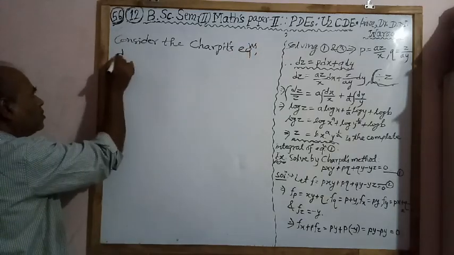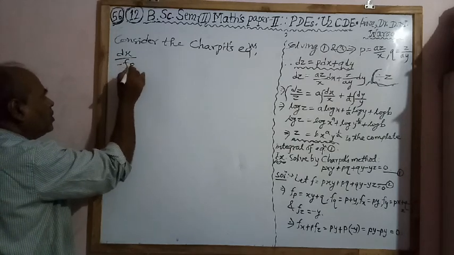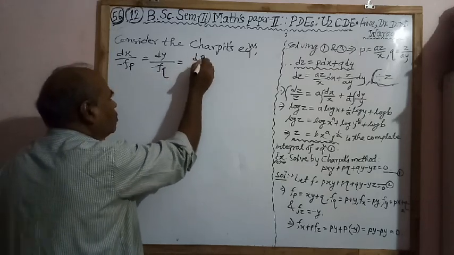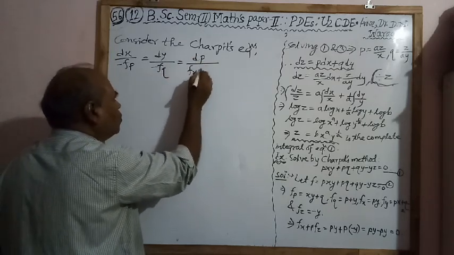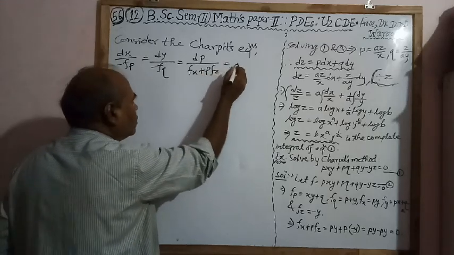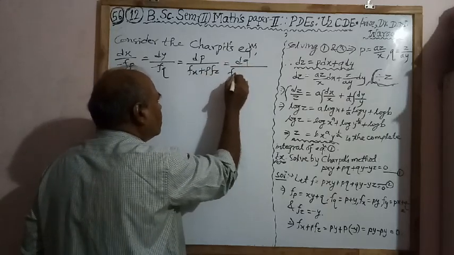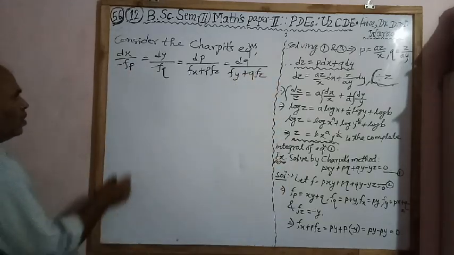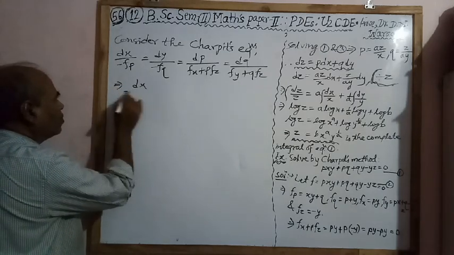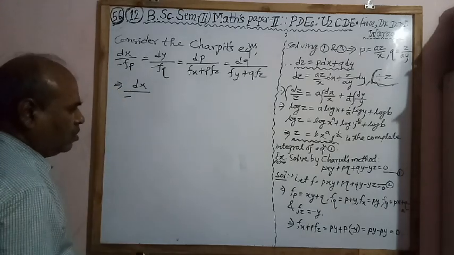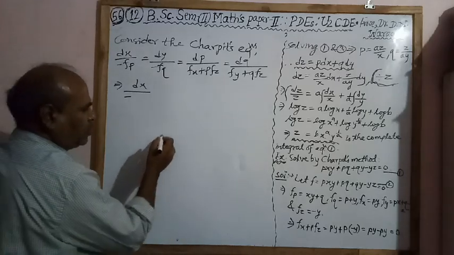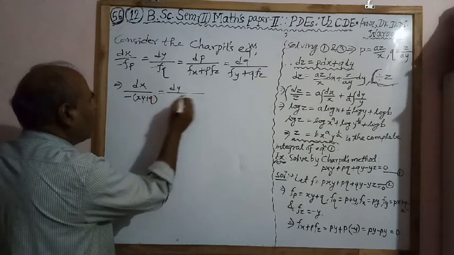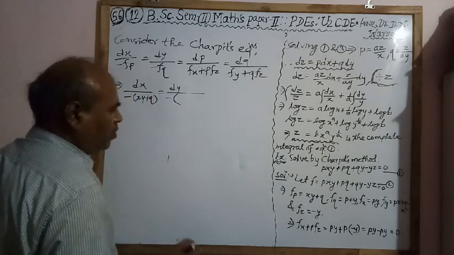Consider the characteristic equation: dx divided by minus fp, dy divided by minus fq, equal to dp divided by fx plus pfz, equal to dq divided by fy plus qfz. Therefore we have dx upon minus fp, the derivative of which is xy plus q, dy upon minus fq, fq is p plus y.